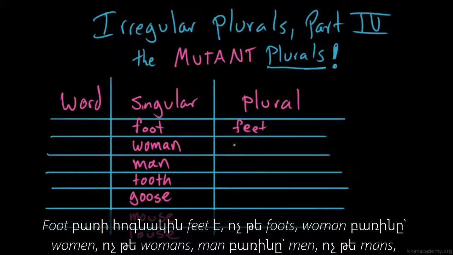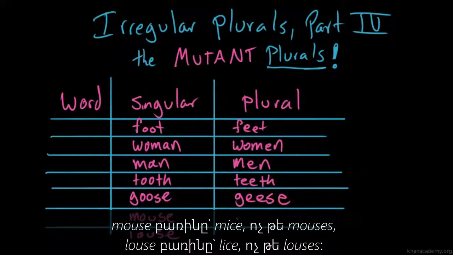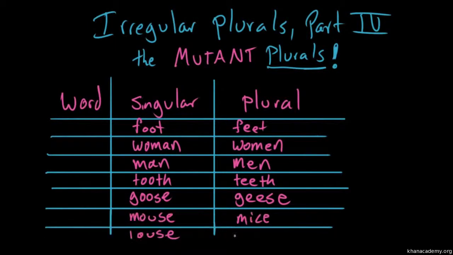The plural of woman is not woman's, but women. The plural of man is not man's, but men. The plural of tooth is not tooth's, but teeth. The plural of goose is not goose's, but geese. The plural of mouse is not mouse's, but mice. And the plural of louse is not louse's, but lice.